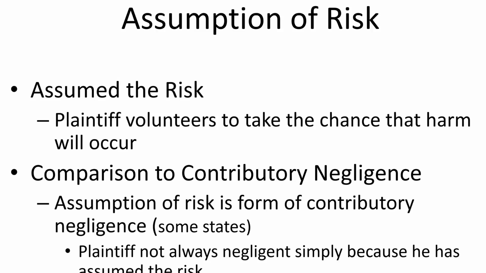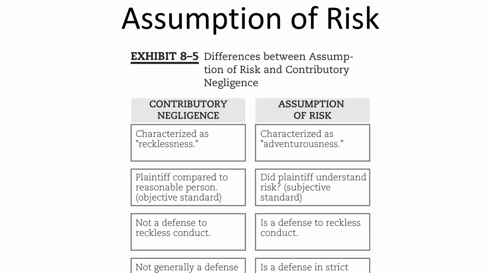So a plaintiff who voluntarily but unreasonably decides to take a risk can also be said to have behaved in a negligent manner by voluntarily assuming that risk. Now, a plaintiff is not automatically negligent simply because he has assumed the risk. What do we mean by that? Let's look at the differences between the assumption of risk and contributory negligence.